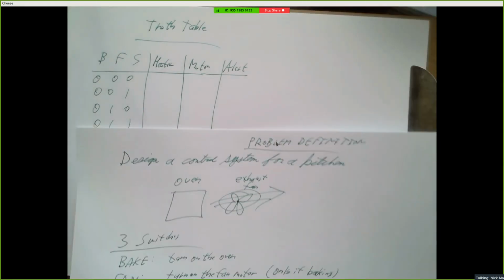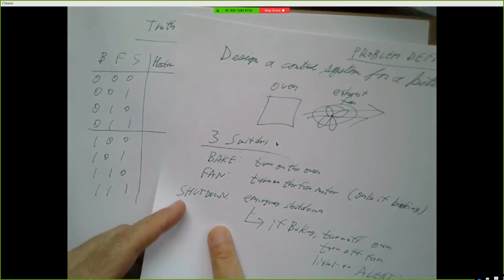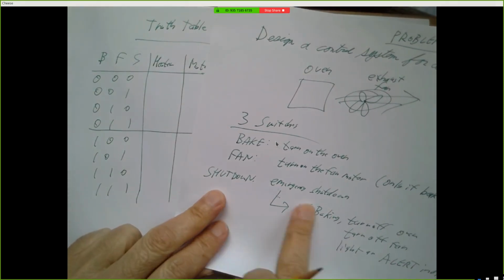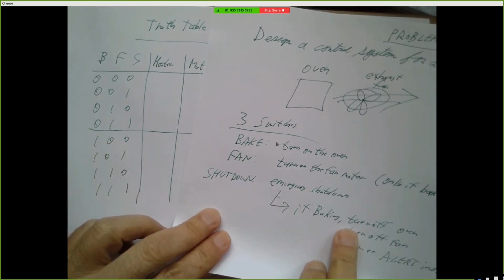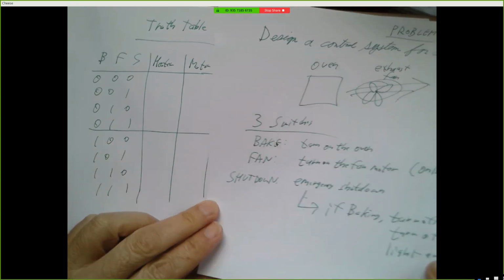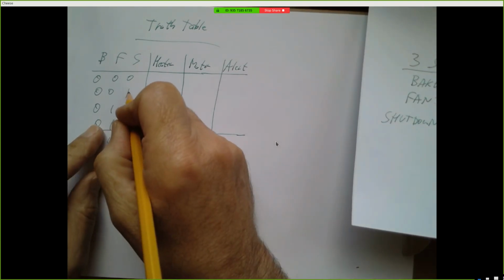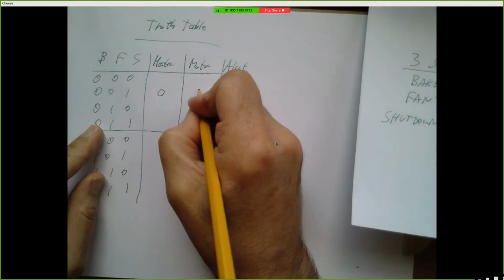All right, so what do we want? Let's look at the shutdown first, because the shutdown is a huge override. Anytime the shutdown is on, we want the baking to be off and the fan to be off. So let's look at the shutdown equals 1 cases. Turn the heater and the motor off.